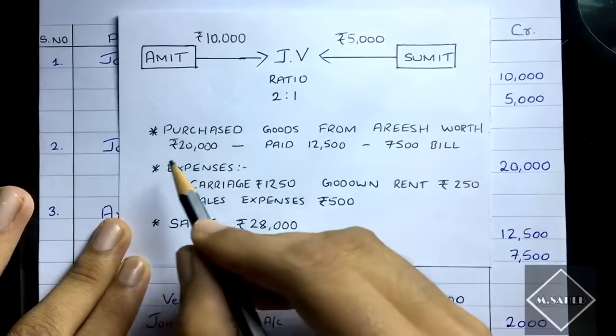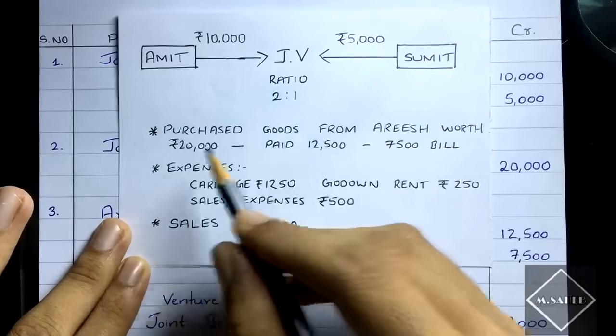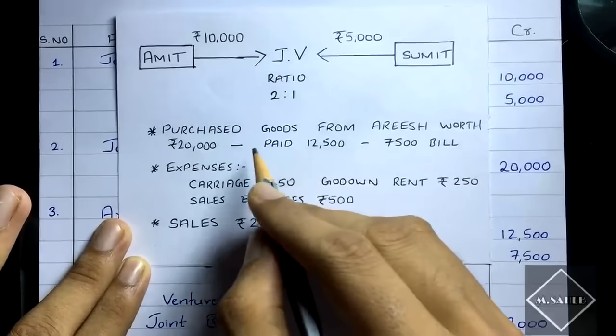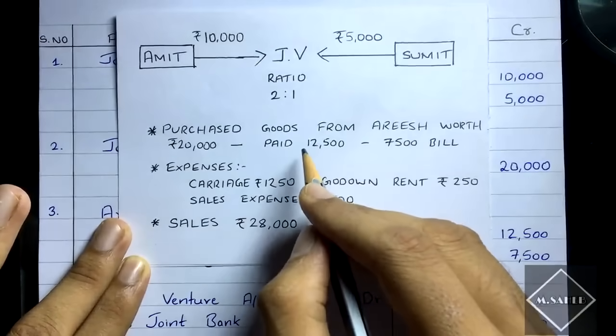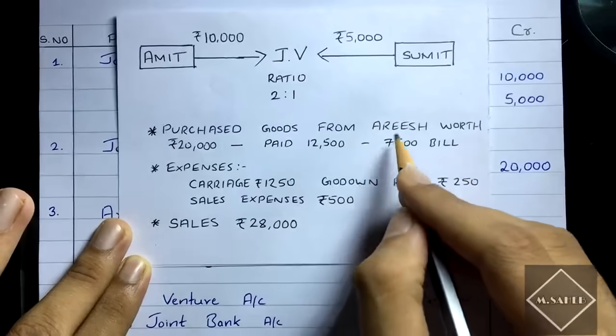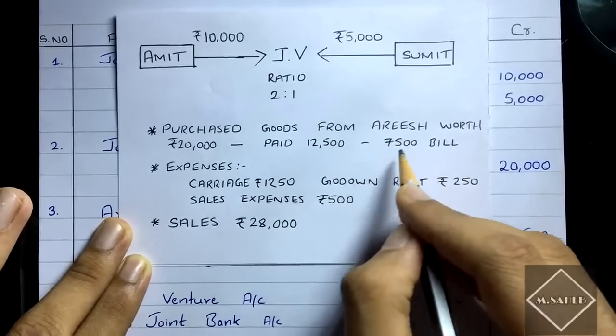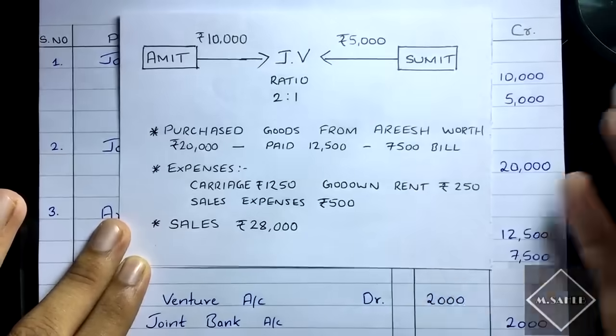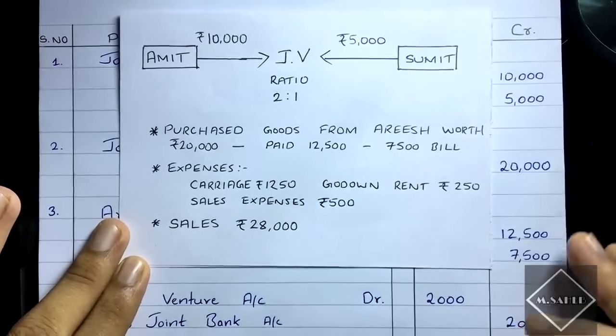So, goods worth rupees 20,000 purchased from Arish, and paid 12,500. So only 12,500 is paid on the spot, and the remaining balance is not paid. 7,500 is outstanding. Okay, it will be paid in the future through a bill of exchange. Now let's see what would be the journal entry.